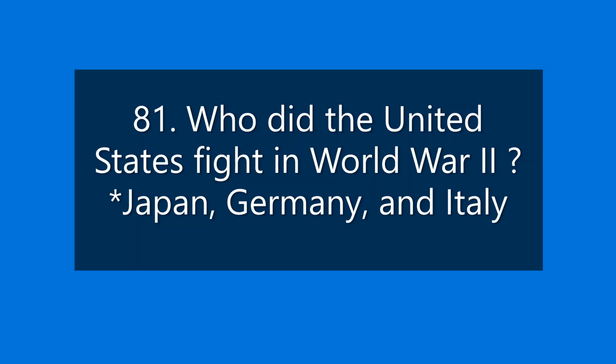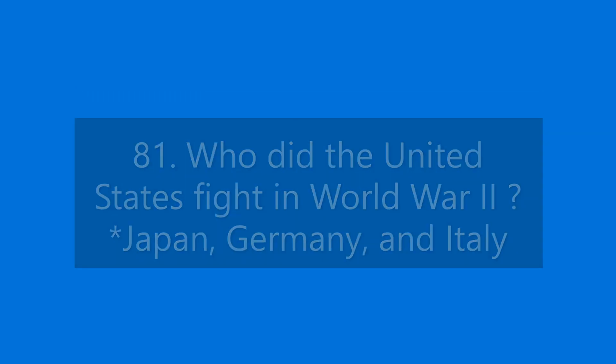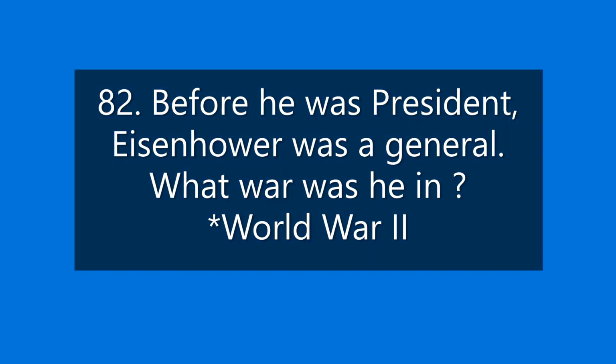Number 81. Who did the United States fight in World War II? The answer: Japan, Germany, and Italy were the enemies of the United States in World War II. Question number 82. Before he was president, Eisenhower was a general. What war was he in? Answer: Eisenhower was a general during World War II.